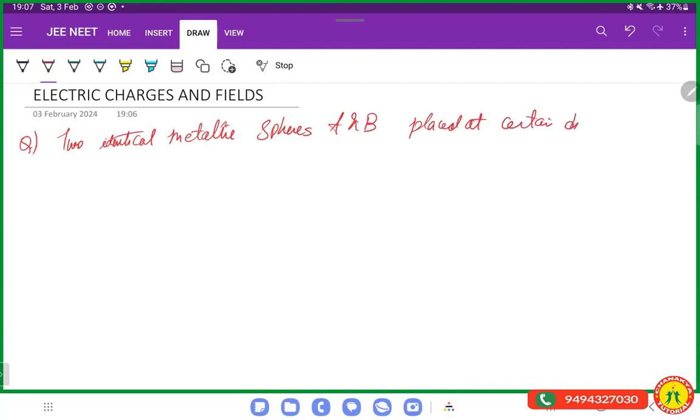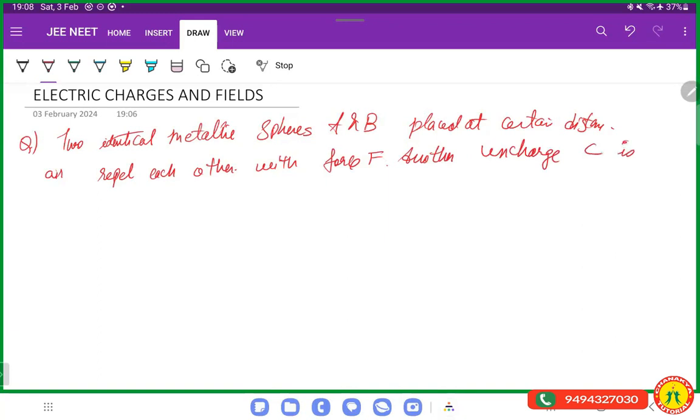Certain distance in air, repel each other with force F. Another uncharged sphere C. This is a standard question. I guess you know this, right?